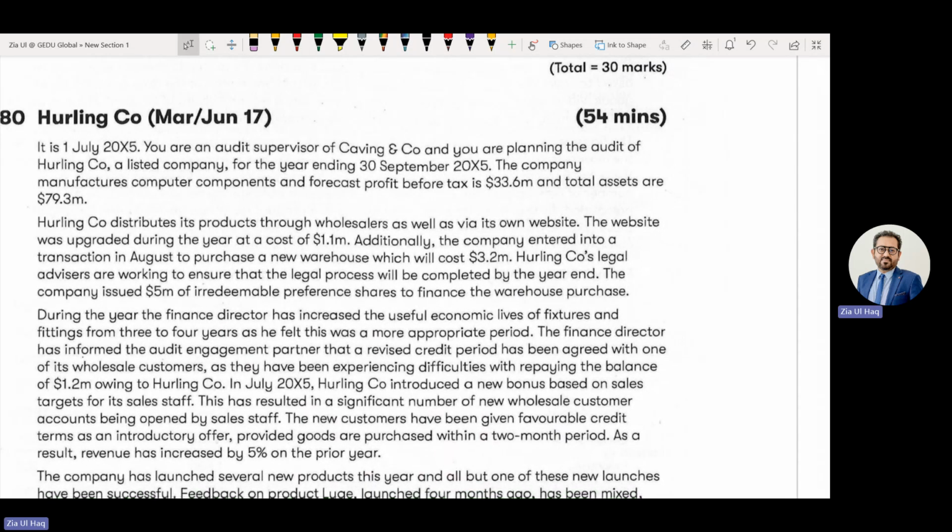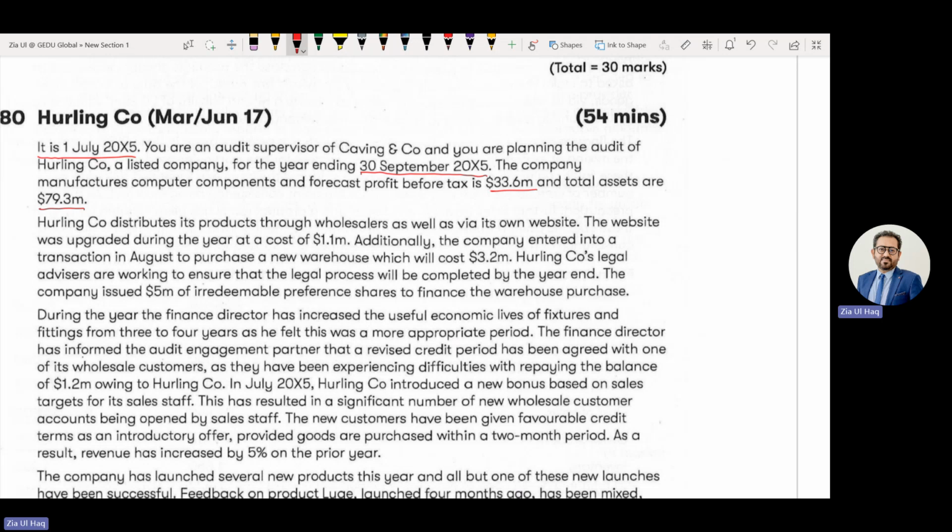On 1st July 20x5, you are an audit supervisor of Caving and Company, and you are planning the audit of Hurling Company, a listed company, for the year ending 30th September 20x5. The company year end is 30th September 20x5. The company manufactures computer components and forecast profit before tax is $33.6 million. And the total assets are $79.3 million.